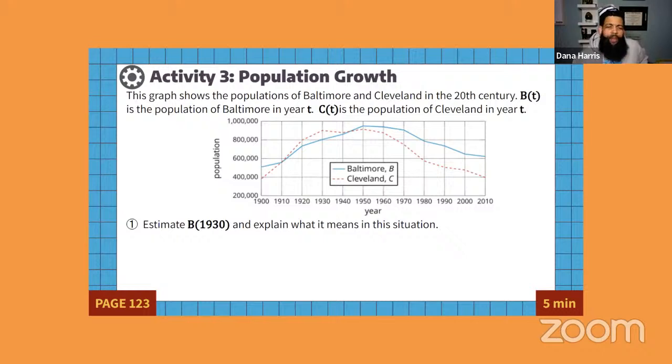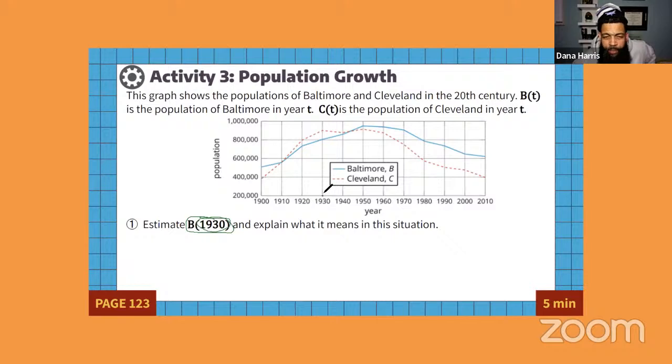Anyway, number 1, we want to estimate B of 1930. B meaning we're talking about the city of Baltimore. I think I'm going to go with green and black. And so we want B of 1930. So we're going to look at the year, which is on the x-axis. So that means that's our independent variable or our input, okay? So we're going to find 1930 because it has 1930 as our input. So where on the x-axis is 1930?